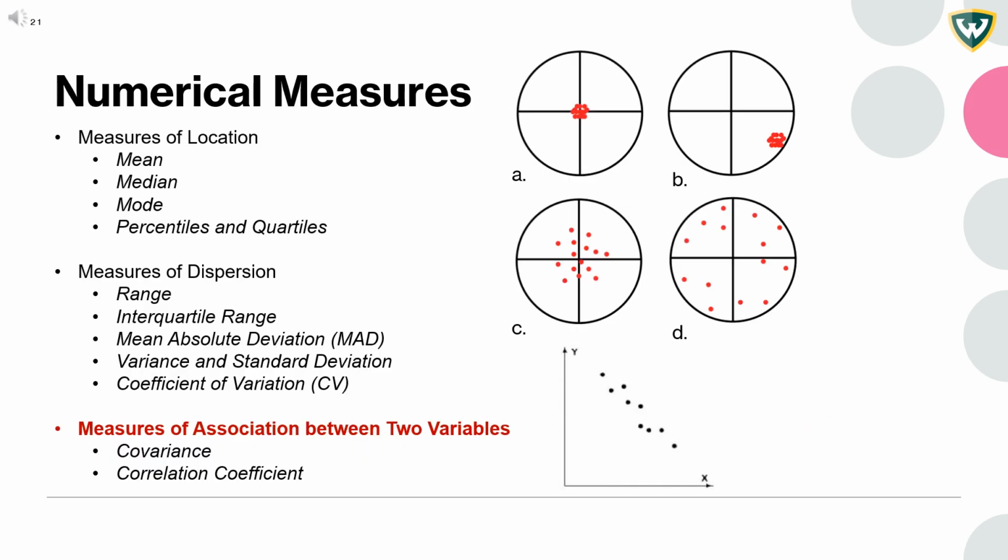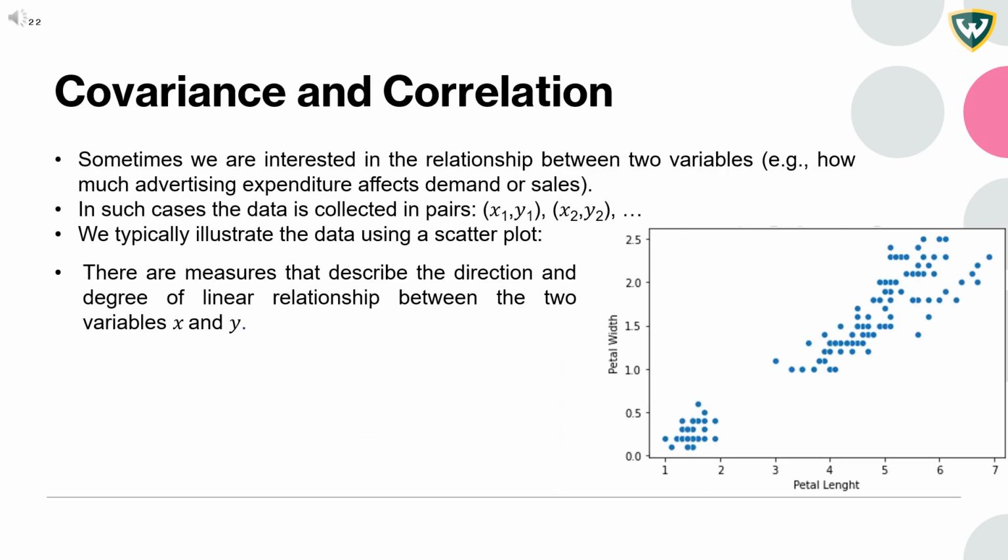In this section, we cover the measures of association between two variables, namely covariance and correlation. When exploring the relationship between two variables, such as the effect of advertising expenditure on sales or the relationship between the length and width of iris petals, data is typically collected in pairs. As we saw, a scatter plot is commonly used to visually illustrate this paired data, allowing us to observe any patterns or relationship that may exist between the two variables.